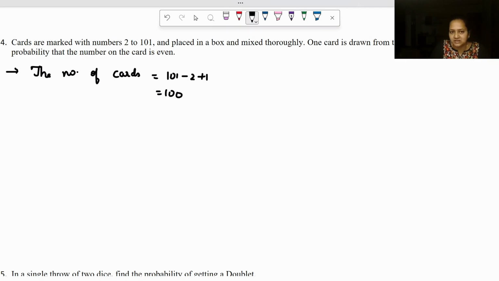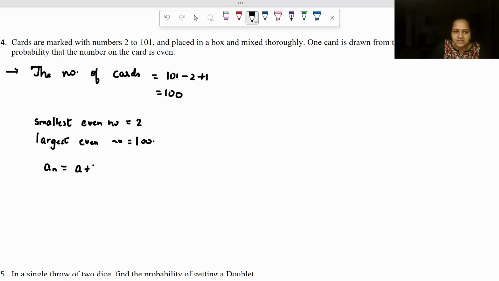The card is even. We have how many cards? 100. Which is the smallest even number from 1 to 100? Sorry, from 2 to 101. Smallest even number, 2. Largest even number, is it 101 or 100? Definitely 100. So we can apply AP over here and we can say a_n is a plus n minus 1 times d.